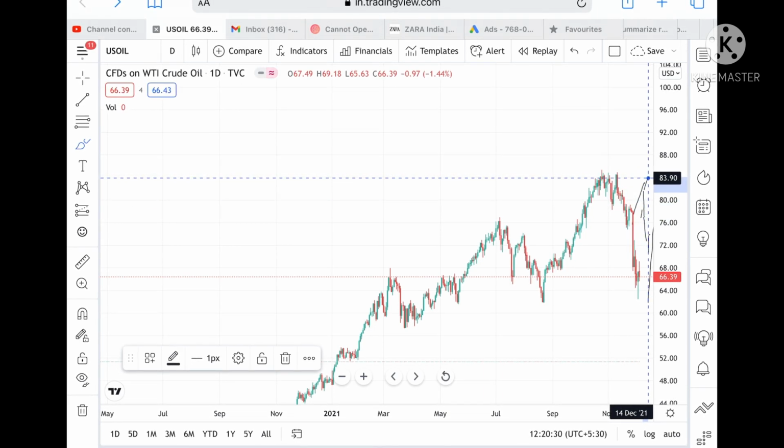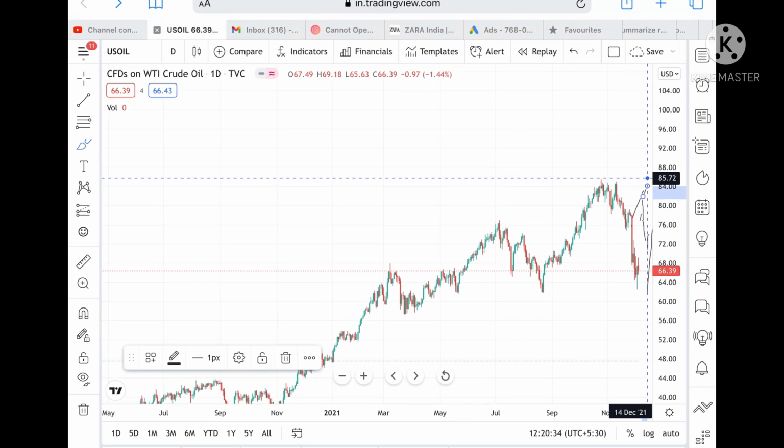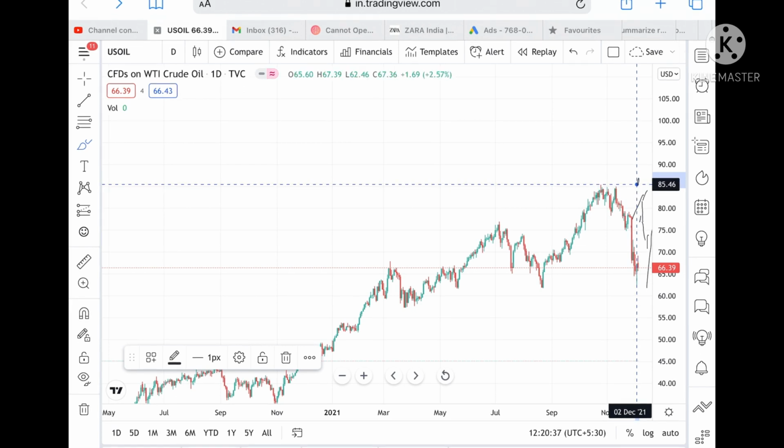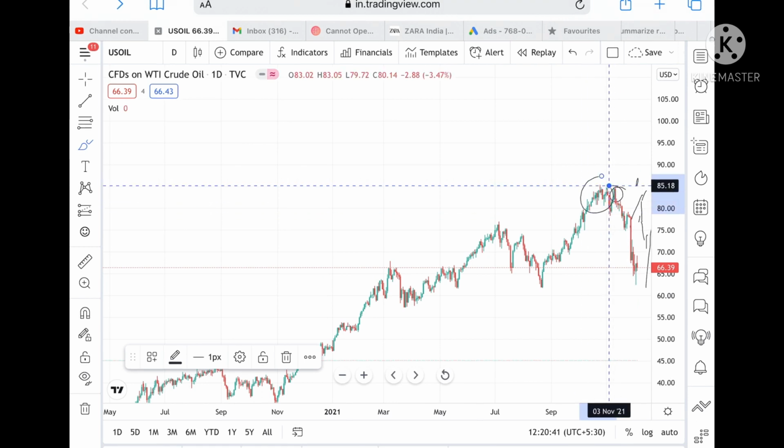Suppose if the price sustains this level, then we can see a level of 83.90. And once the price comes close to 83.90, then we can see it can go further upside to a level of 85.32, because all these levels are tested.